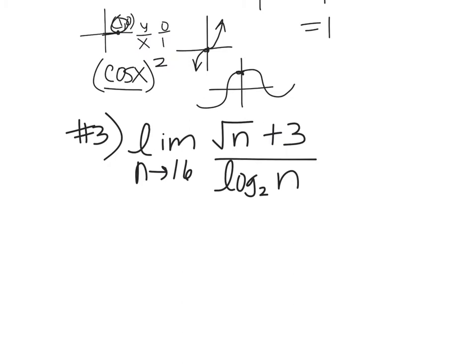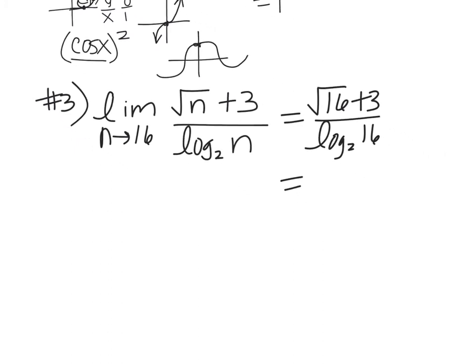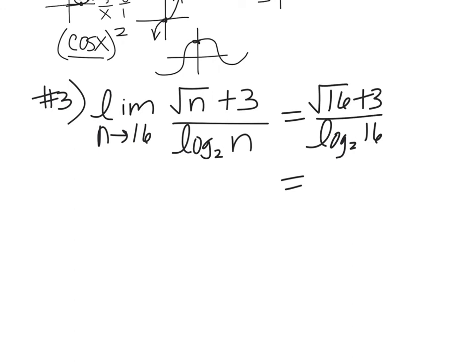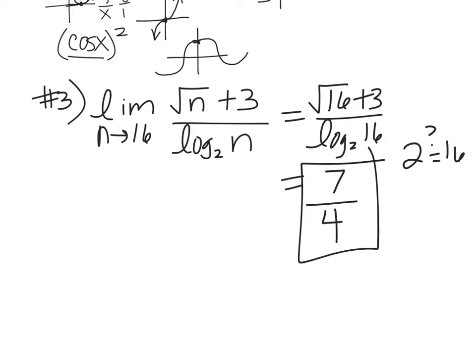Okay, this is just direct substitution. There's nothing weird going on here. We're going to plug in 16. So you get the square root of 16 plus 3 over log base 2 of 16. The square root of 16 is 4 plus 3 is 7. And do you know what log base 2 of 16 is? It's 4. Remember that? 2 to the what is 16? 2 to the 4th is 16. So your answer is 7/4. Beautiful. Okay, all right, so let's move on.